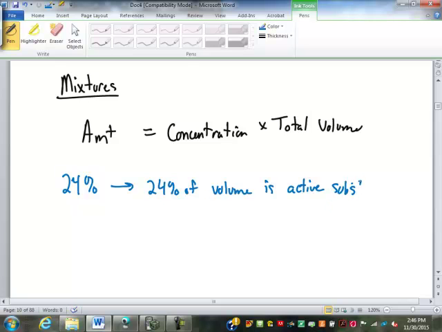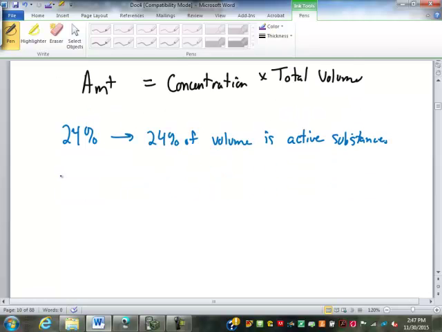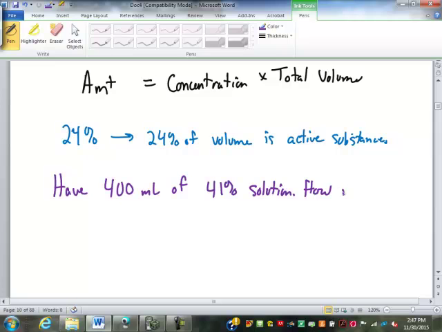And it's that active substance that we're really interested in. So I'm going to say we have a 16% mixture, a 16% solution. We're saying 16% of the solution is the substance that we're interested in. So let's say that we have 400 milliliters of a 41% solution. How much of the substance do we have?